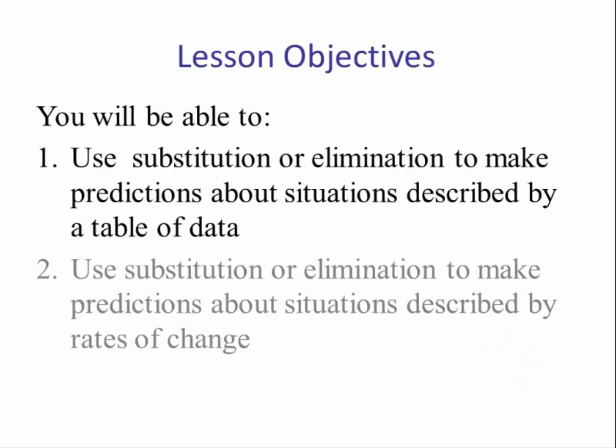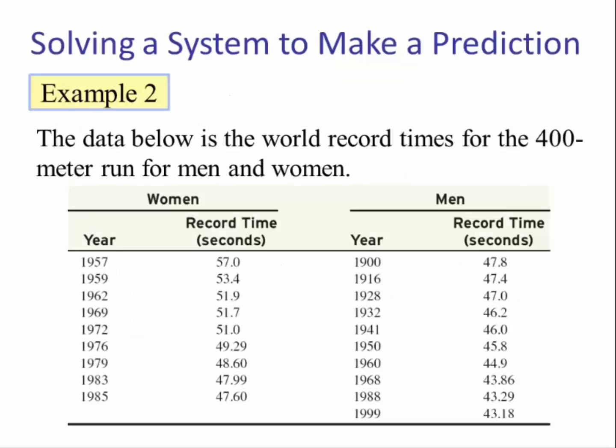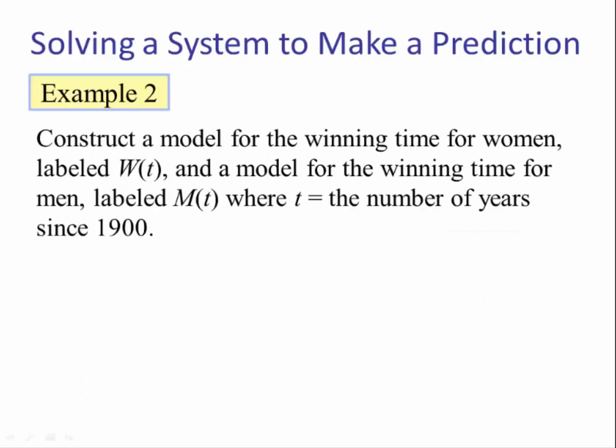Lesson objective: use substitution or elimination to make predictions about situations described by a table of data. Example 2. The data below is the world record times for the 400-meter run for men and women. Construct a model for the winning time for women, labeled W of T, and a model for the winning time for men, labeled M of T, where T is the number of years since 1900.